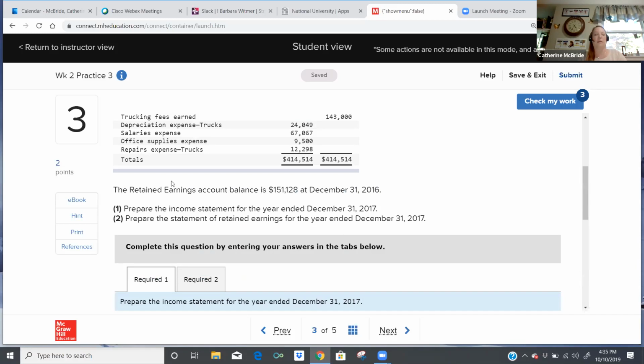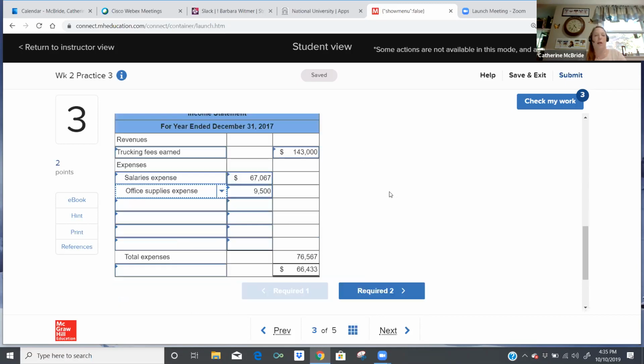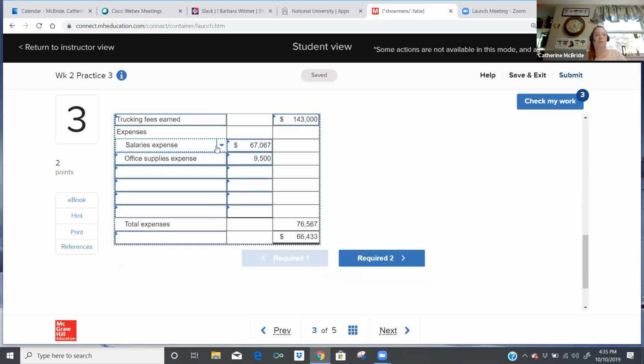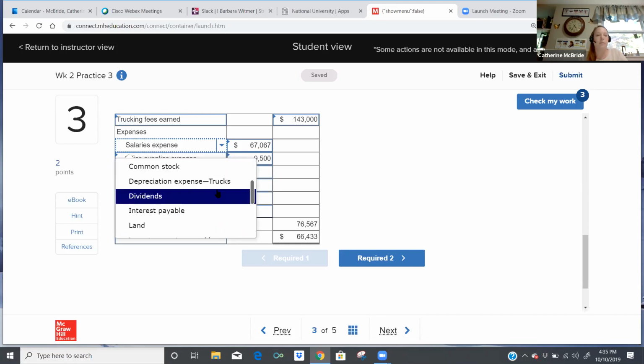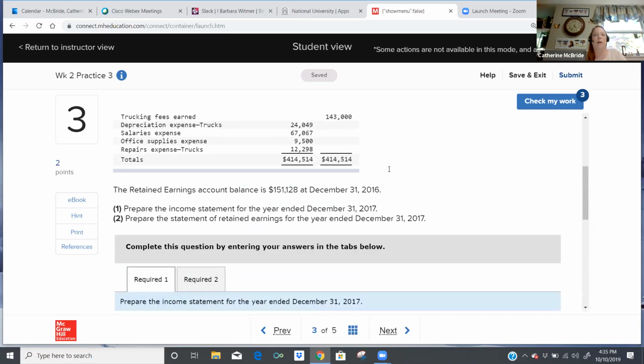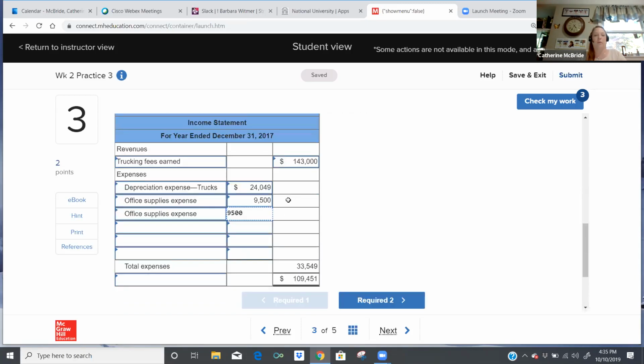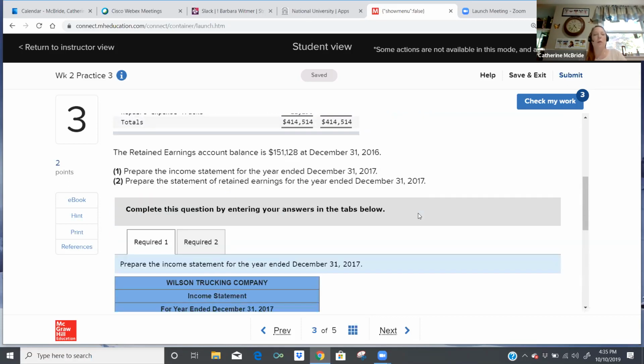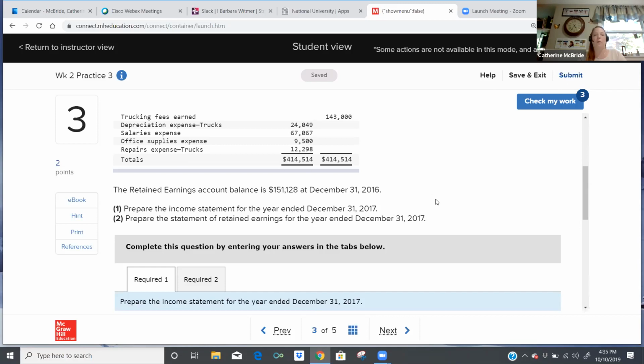Make sure you choose the expense. Oh, I forgot depreciation expense, 24,049. You know what? I bet I have to put it first. We'll pick up that other one. Salary expense, 67,067. In the real world, it doesn't matter what order you put them in. And then the last one, repairs expense, 12,298.